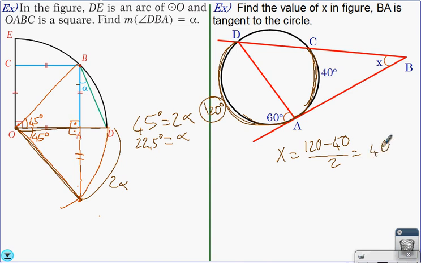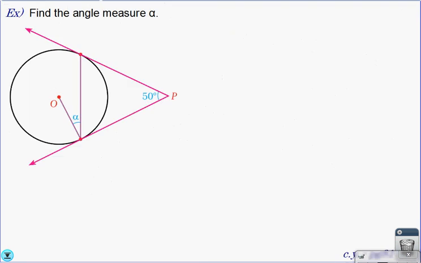So now let's continue. Are there any more pages? Yes, there are some more. Just find the alpha, where we know that O is the center. Also, here we can use the rule. Some other things as well we can use.